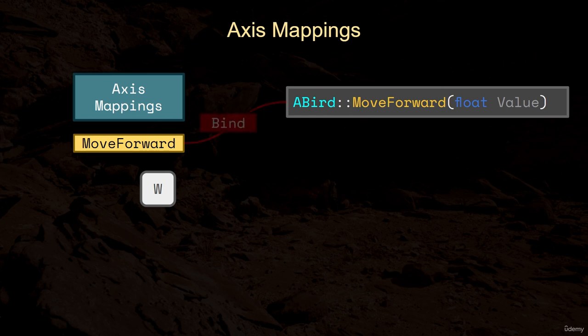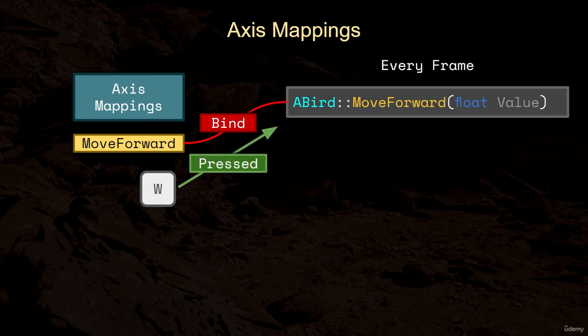So we perform the action of binding the function to the axis mapping. And once that's been done, we suddenly have this connection between the move forward axis mapping and our newly created function called move forward. Now, once this relationship is established, then our move forward function is going to start being called every single frame of the game. And inside the body of this move forward function, we can access that input parameter value, and its value is going to be different depending on whether or not we're pressing the W key.